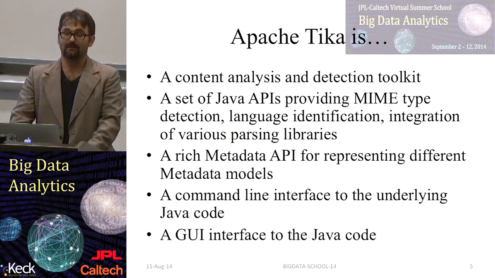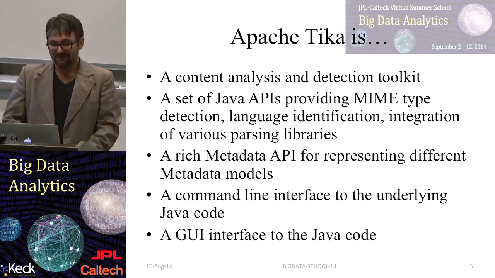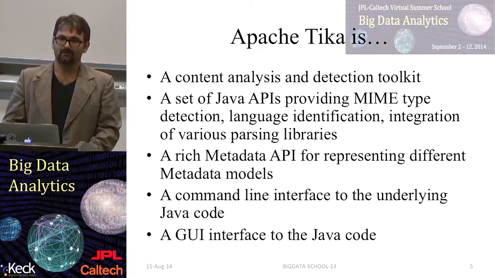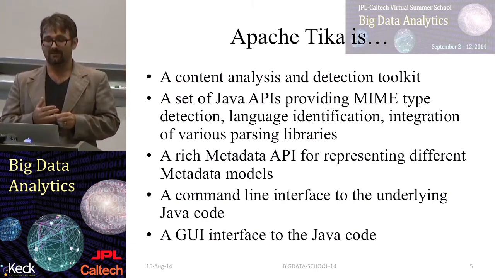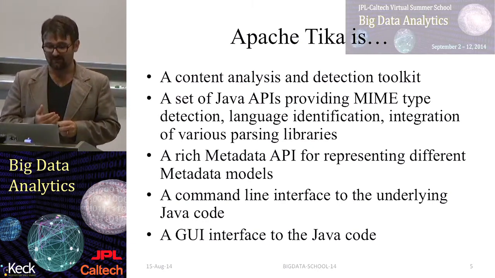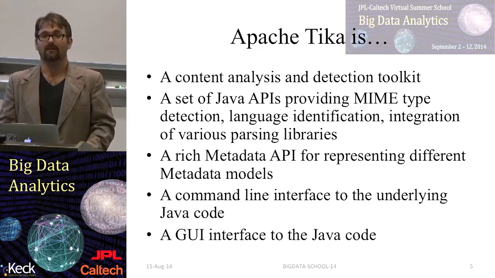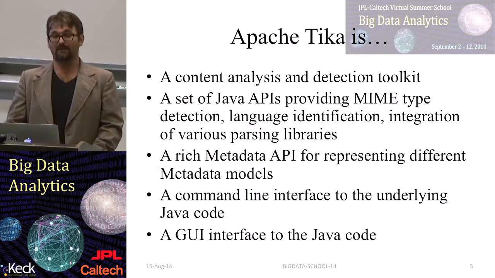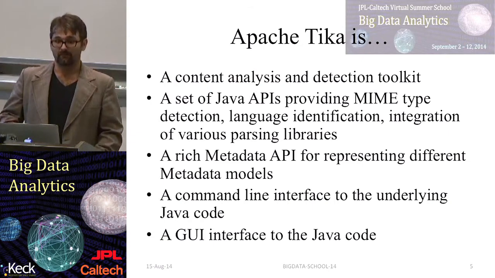So Tika, we've been talking about content detection and analysis in the context of big data. Tika is a content detection and analysis toolkit. Ultimately, it was written in Java. It's a set of Java APIs that provide automatic MIME type identification, language identification, metadata extraction, and text extraction, and integration with various parsing libraries. In fact, all of the parsing libraries that support those 1,200 content types from IANA are supported by Tika, including all of the parsers necessary to extract text and metadata from them.